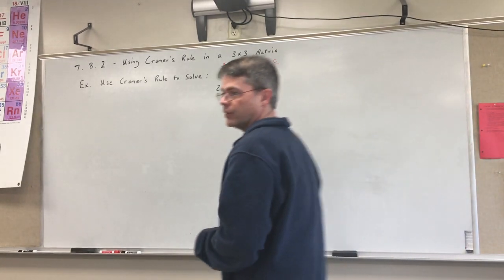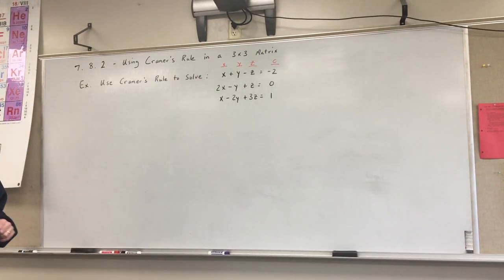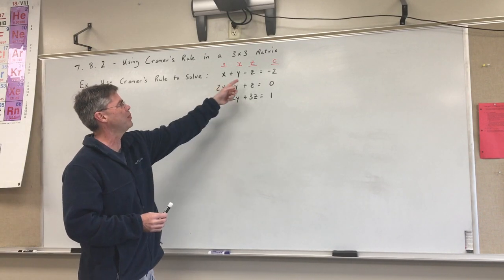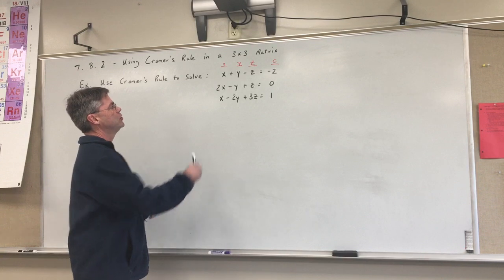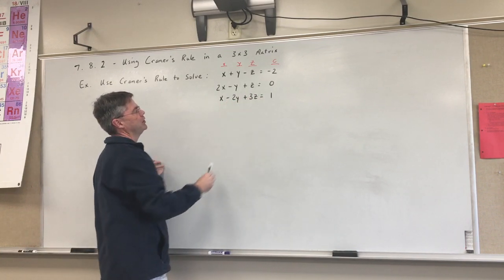Okay, this is pre-cal lecture 7.8.2, which is using Cramer's rule in a 3x3 matrix. So let's say, I'm going to give you a chance to pause the video for just a second and write the problem down. Okay, so let's say you've got three systems of equations. x plus y minus z equals -2, 2x minus y plus z equals 0, and then x minus 2y plus 3z is equal to 1.